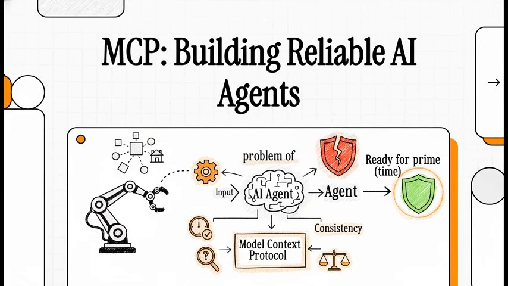We've all seen the hype around AI agents, right? These super smart systems that are supposed to act for us in the real world. But there's this huge problem, this reliability issue that's just been holding everything back. Well, today we're going to dig into a solution that might just be the thing that makes them ready for the real world. It's called the Model Context Protocol, or MCP for short.